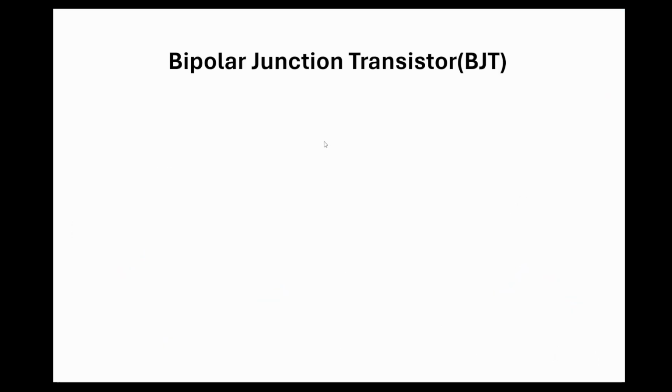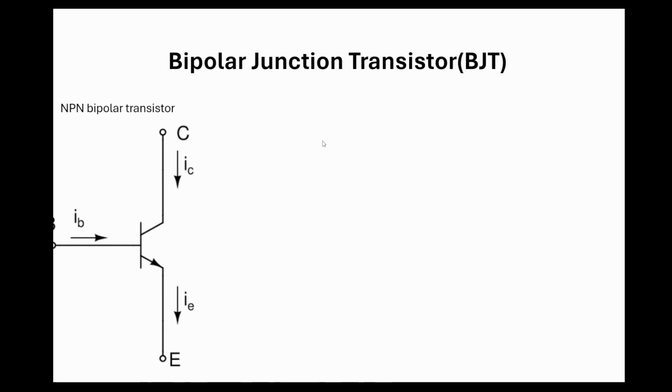In this video, we'll cover the bipolar junction transistor with terminals labeled base, collector and emitter, which is practically the representation of the NPN. And as you can see, the current flows to the base, and the current from the collector flows towards the emitter and from the emitter to the ground.